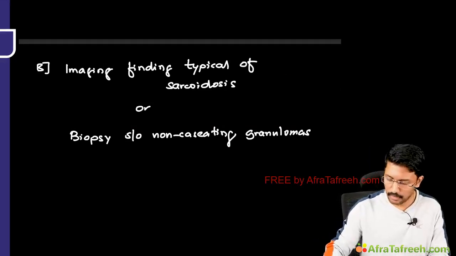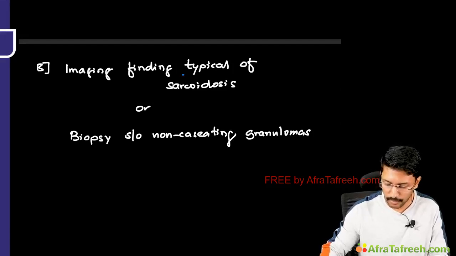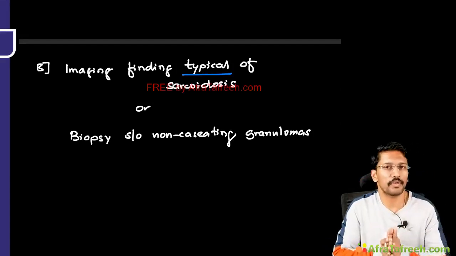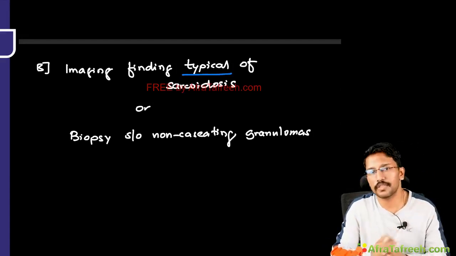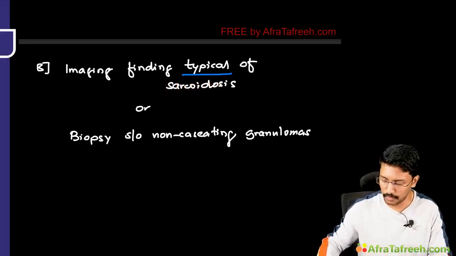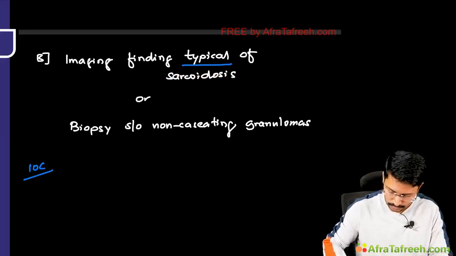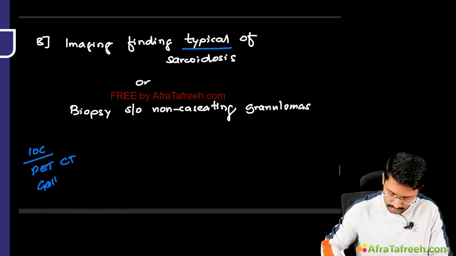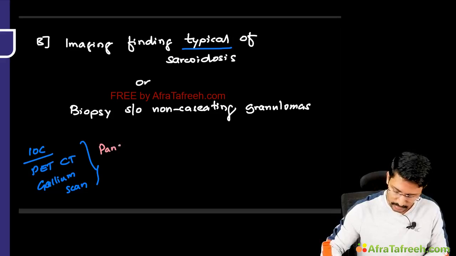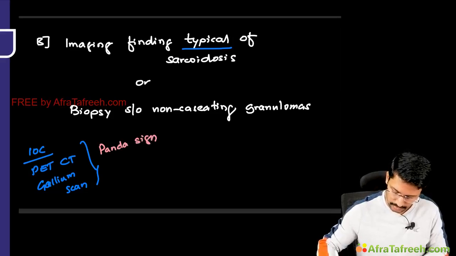Okay. Now, if we're talking about imaging modalities, I have mentioned here typical of sarcoidosis. So what are those typical imaging features of sarcoidosis? We have to remember here that the investigation of choice is not going to be chest X-ray. Chest X-ray might facilitate the staging, but that's not the investigation of choice. The investigation of choice is going to be either PET CT or gallium nuclear scan. Okay, so on these scans, we will be mainly looking for two named signs. One is called the panda sign and the second one is called the lambda sign.